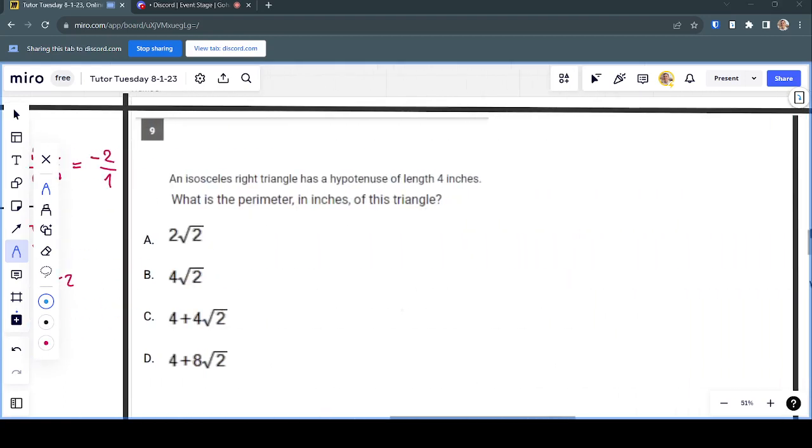Okay, number 9 here, we got a little simple geometry problem. An isosceles right triangle has a hypotenuse of length 4 inches. Let me actually draw that out here so it's a little bit easier to see. An isosceles right triangle. Isosceles just means that two of the sides are equal to each other, the same. And I'm going to mark that with these blue tick marks. And then the hypotenuse is the longest side. So that's here.